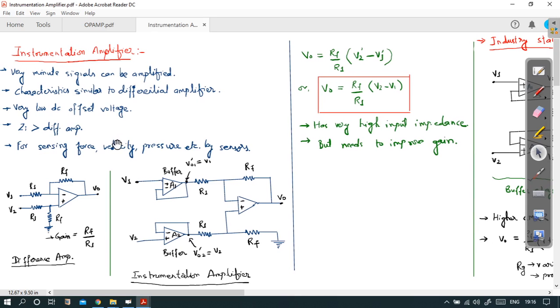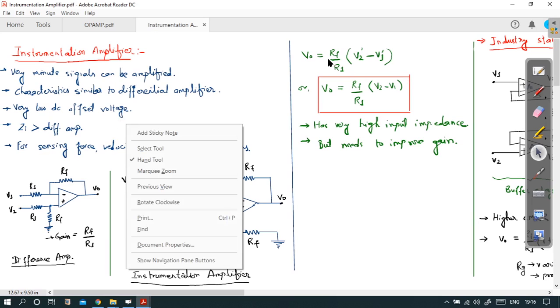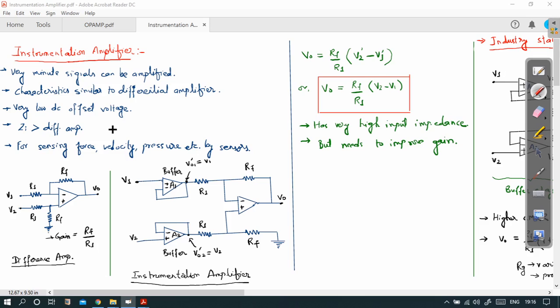Okay, so let's see this circuit called the instrumentation amplifier. The application of this instrumentation amplifier would be to amplify very small magnitude signals, that is, very minute signals can be amplified. The characteristic is similar to the differential amplifier. It has a very low value of DC or offset voltage, but the input impedance is higher than the differential amplifier, so it has some advantage over the differential amplifier.